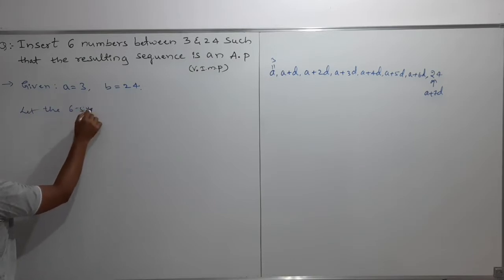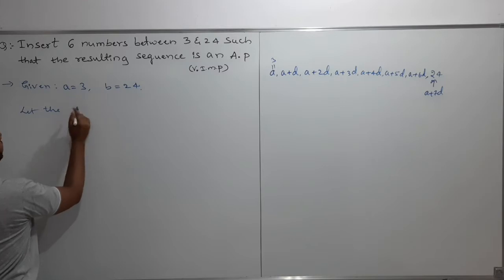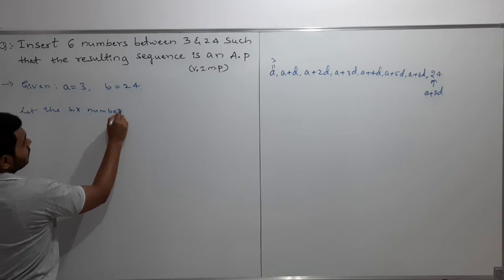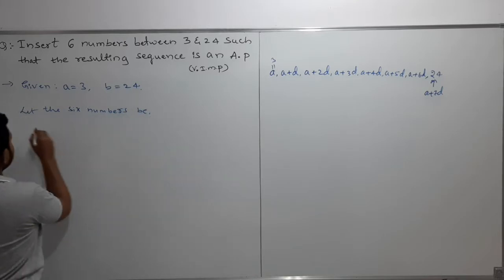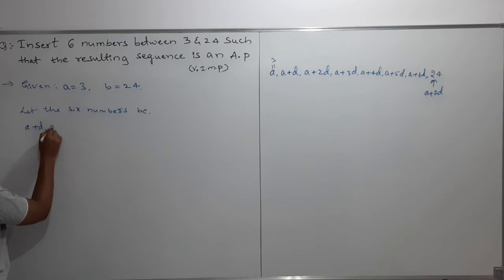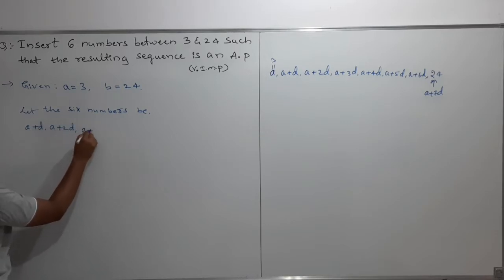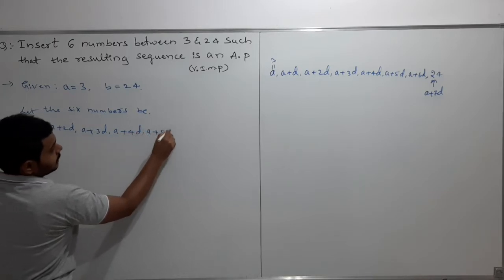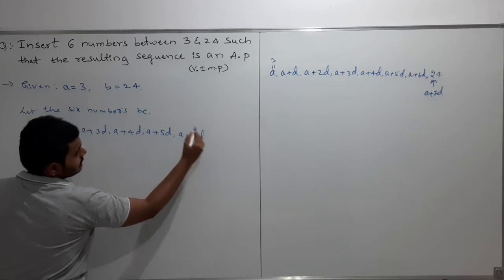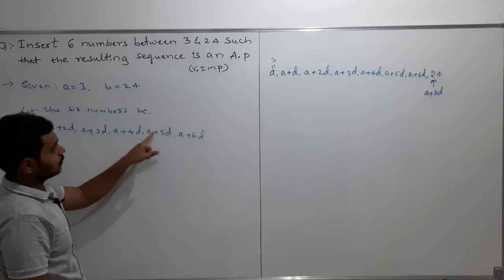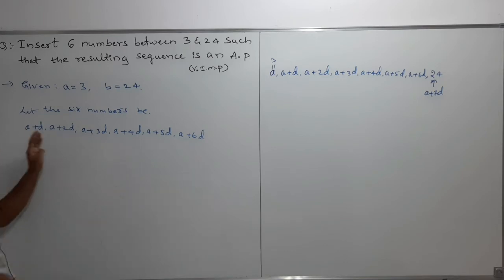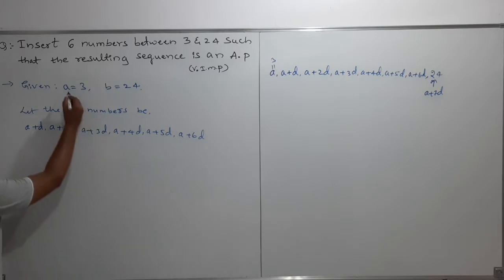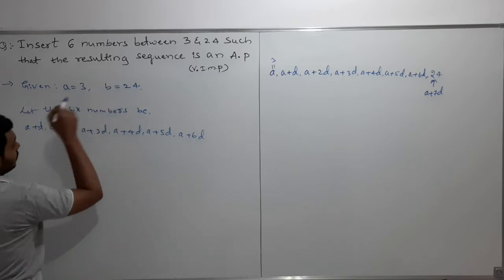Let the 6 numbers be in this form: A plus D, A plus 2D, A plus 3D, A plus 4D, A plus 5D, A plus 6D. 1, 2, 3, 4, 5, 6. Let us assume these are the 6 numbers which we are inserting between 3 and 24. And they have given you the first term, A is equal to 3, and B is equal to 24.